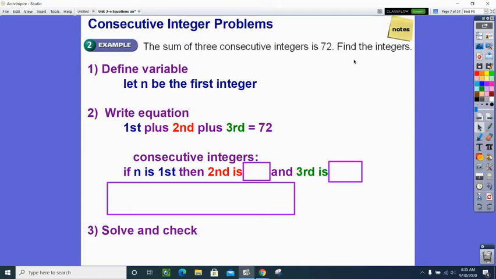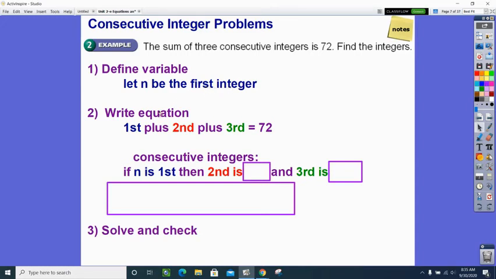If we were talking about consecutive odds, it'd be like 31, 33, 35. So it doesn't have to start at 1. Somewhere there are going to be 3 numbers or 4 numbers or however many that are going to add to a total, and you have to find them. So this one is the sum of 3 consecutive integers is 72. Find the integers. So we're going to define the variable n to be the first one. So in this case, the first integer. If it was even, I would say first even. If it was odd, I would say first odd.